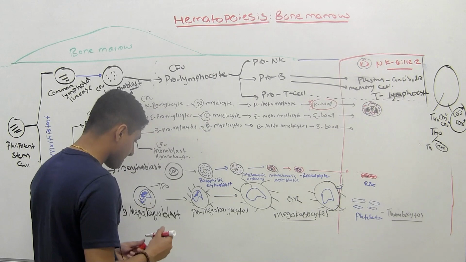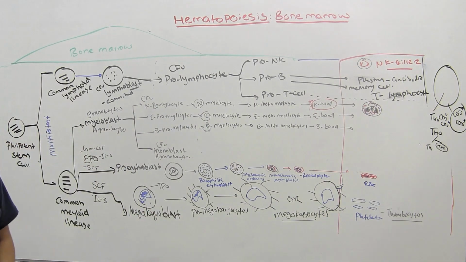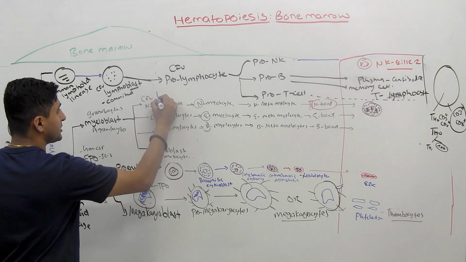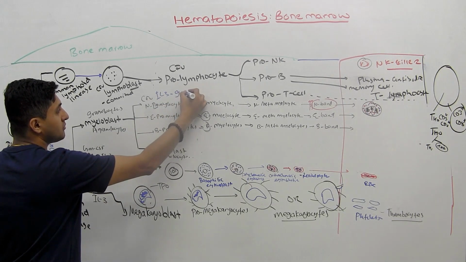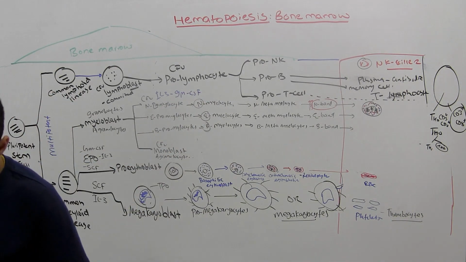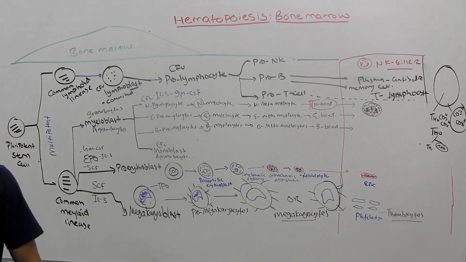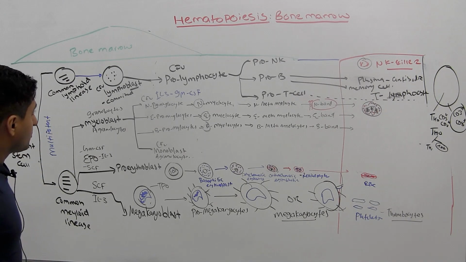Now, in order for these guys to work, obviously you need interleukin 3, and you also need granulocyte-monocyte colony stimulating factor. These are very, very important for actually synthesizing these guys. Okay, now what are the other things?